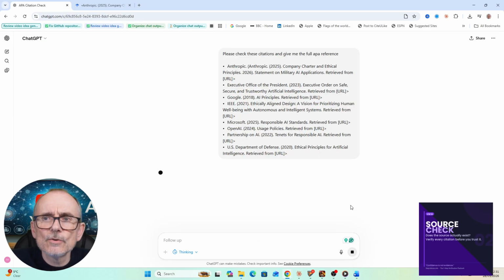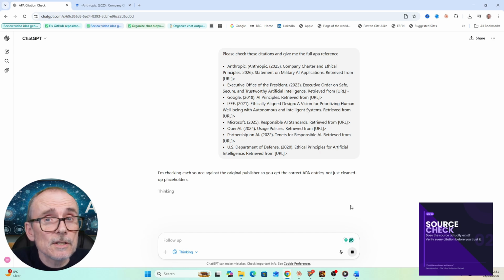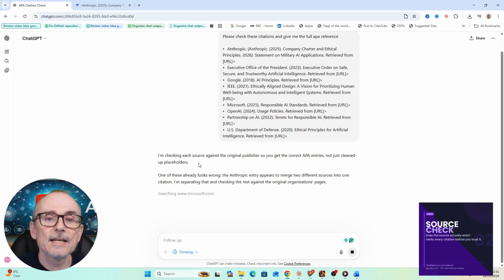And this is something I do quite regularly. Manus is very good at this as well. So create a document, it's got citations in, you go through and you say, do these citations exist? Check each source against the original publisher, get the correct APA entries, not just cleaned up placeholders. One of these already looks wrong.